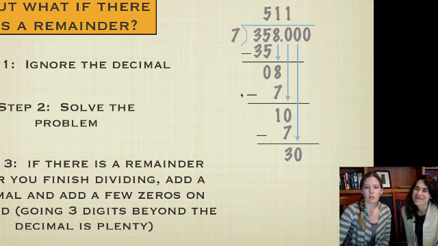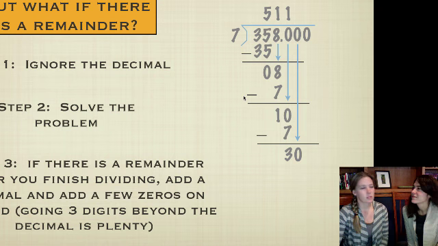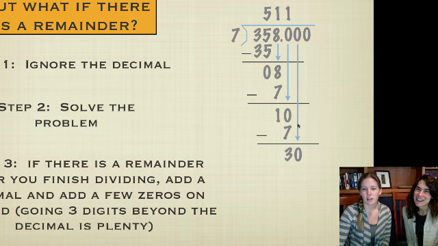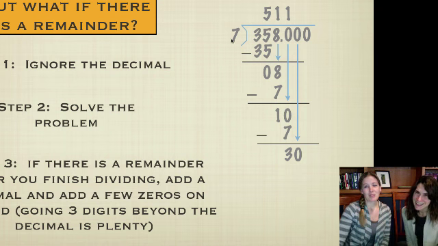Bring down my 0. You know, when I was a kid, I used to love doing these because it would fill up my whole paper. I was weird, obviously. But okay, so 7 goes into 30 4 times. 7 times 4 is 28.